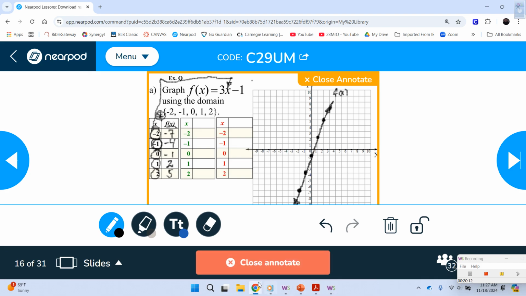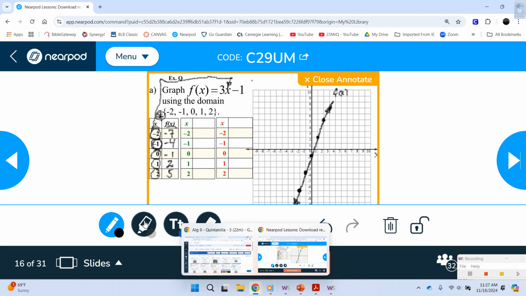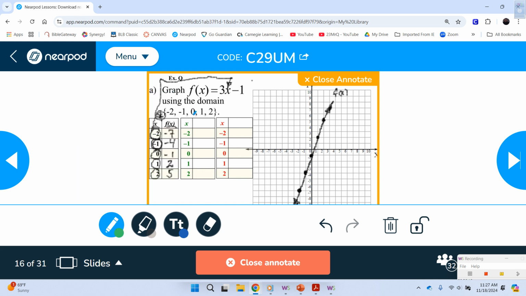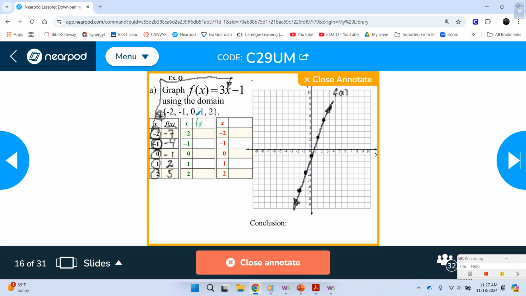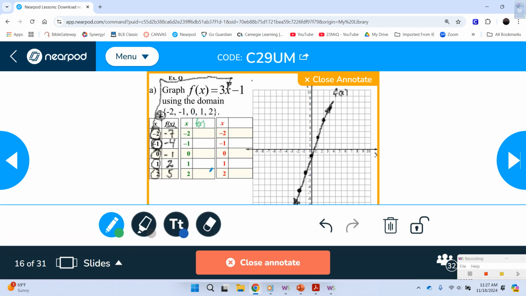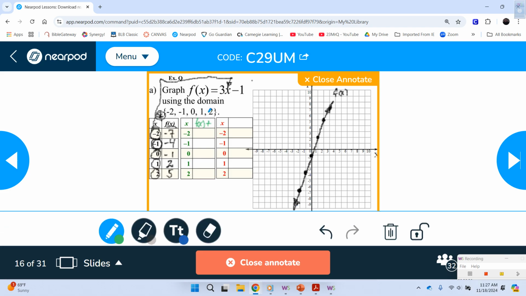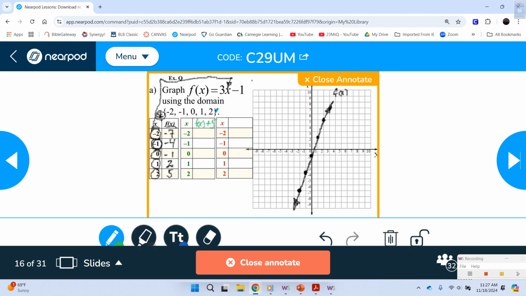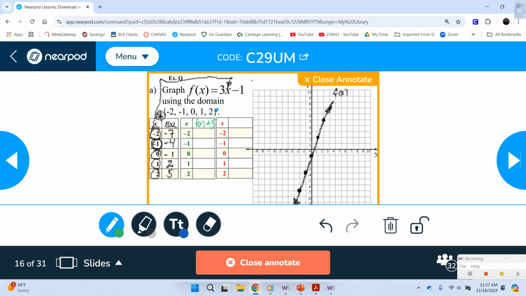Let's change colors to green. And here I want you to write f of x, but then you're going to write plus, give me a number, 5 plus 5. All right?